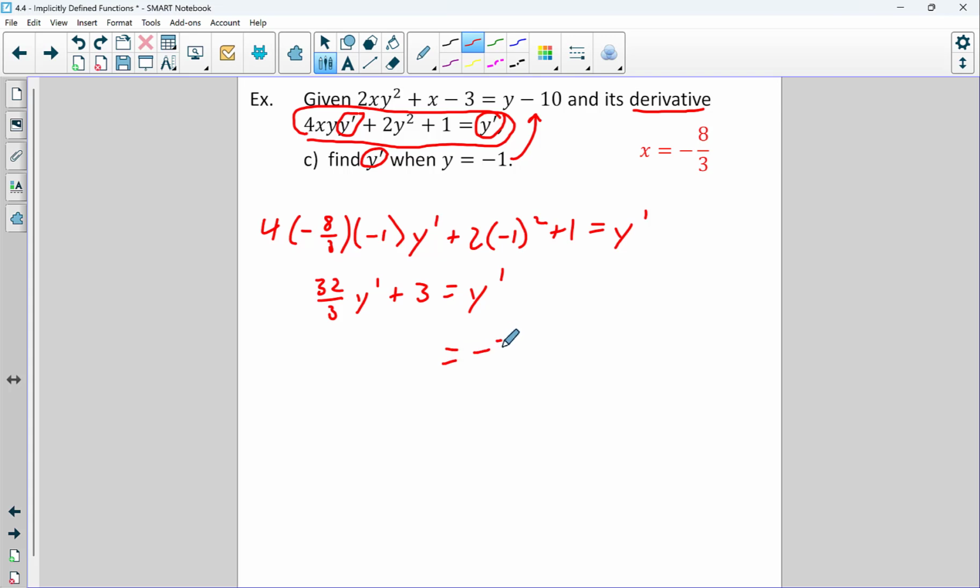So we'll have -3 over here. And when I subtract y prime, I'm subtracting 3 over 3 y prime. So this 32/3 just became 29/3 y prime. And then getting rid of the 29/3, we're really multiplying by 3 over 29. That gets rid of that fraction, so y prime equals -9 over 29. Final answer. All right, let's do it again.